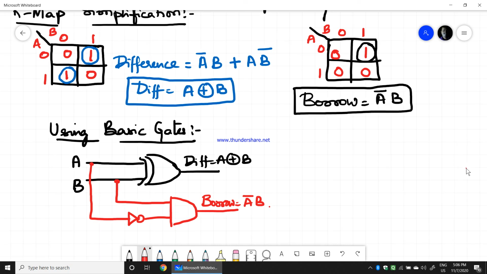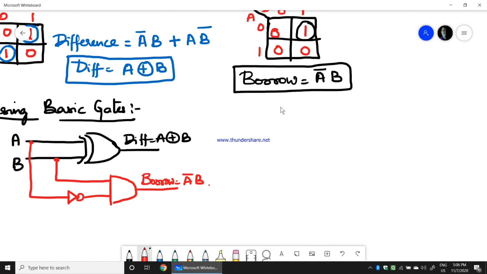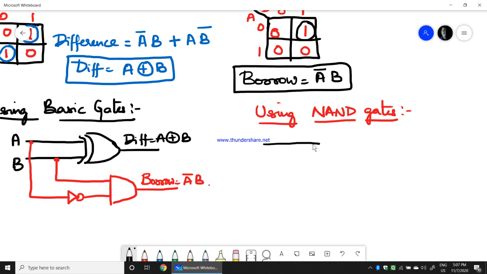Now if I do using NAND gates, we know how to write for XOR, and the way we have written it is the same as in sum also. In sum also we got sum to be equal to A XOR B. In half adder, we got the same expression for sum. So we get difference also the same here.